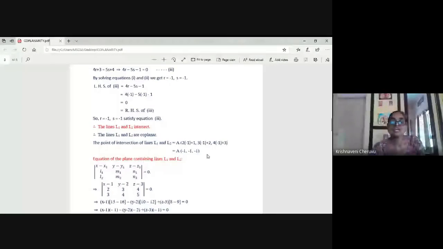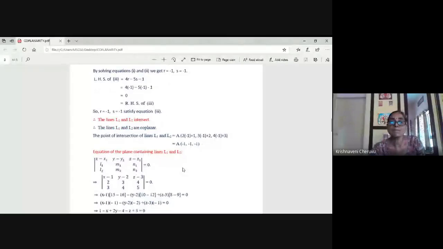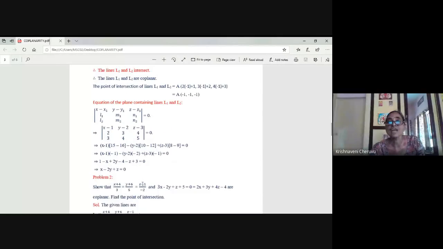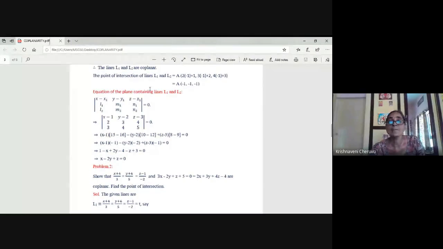The second part of the question is to find out the equation of the plane. I wrote the formula. On this plane, these two lines are lying, because you're saying they're coplanar, no? So they are lying on a plane. That plane you're finding out now. So you got the equation of the plane. This is the problem when both the lines are in symmetric form.